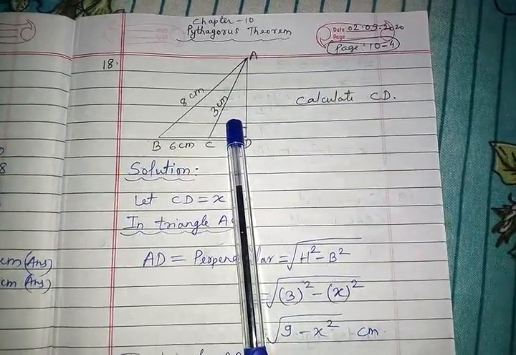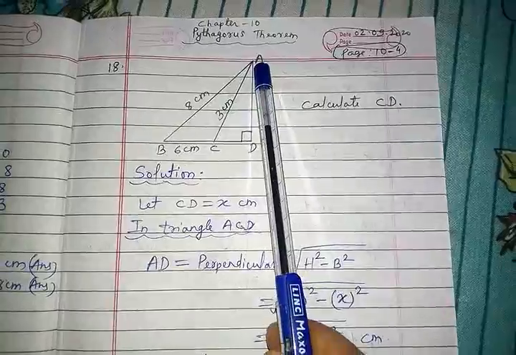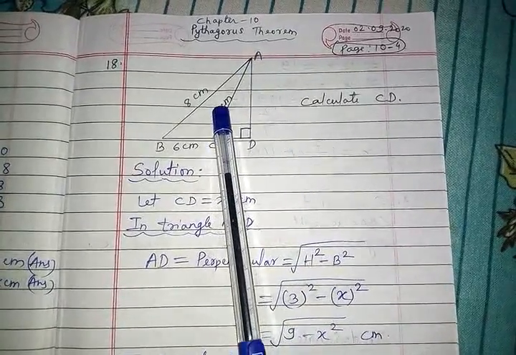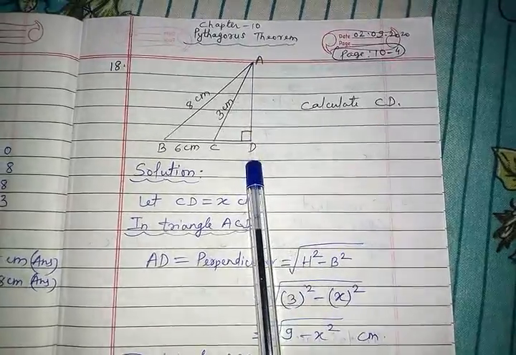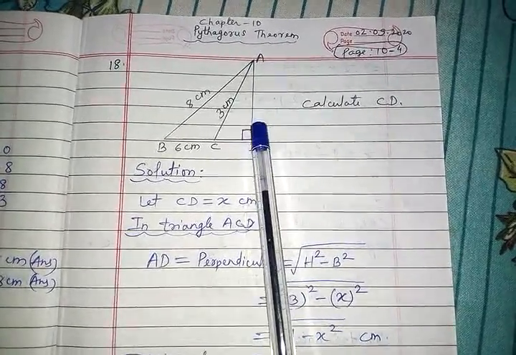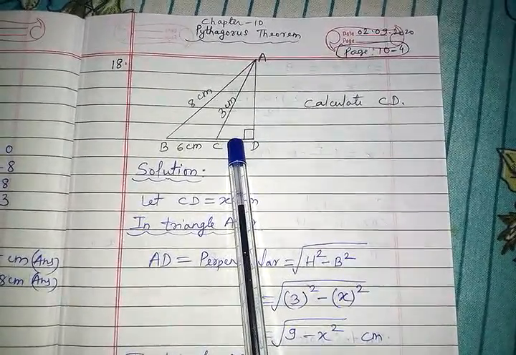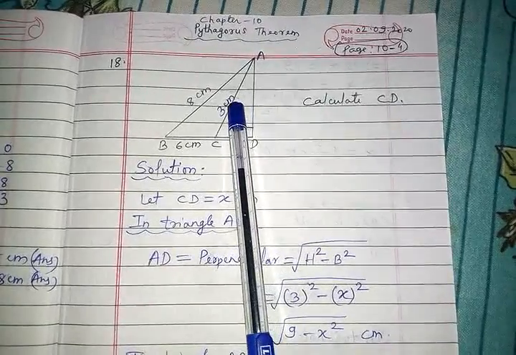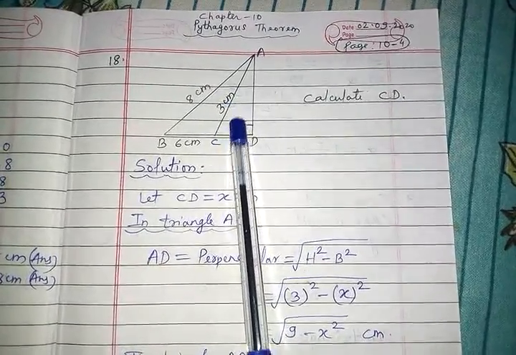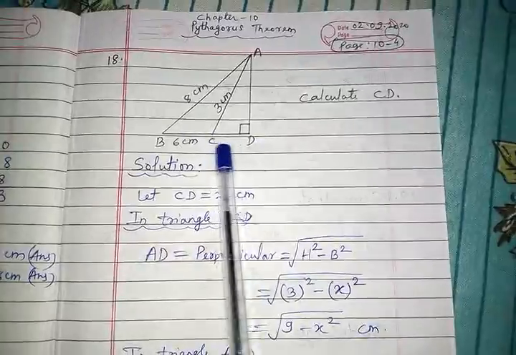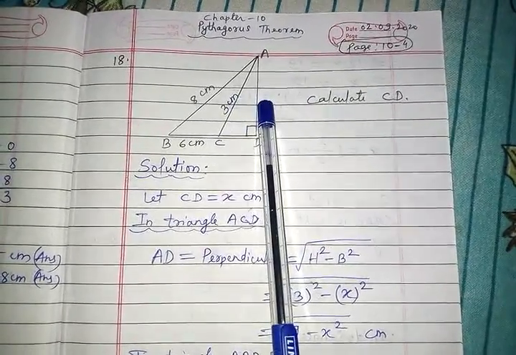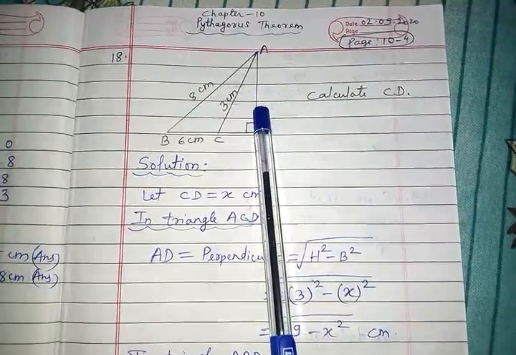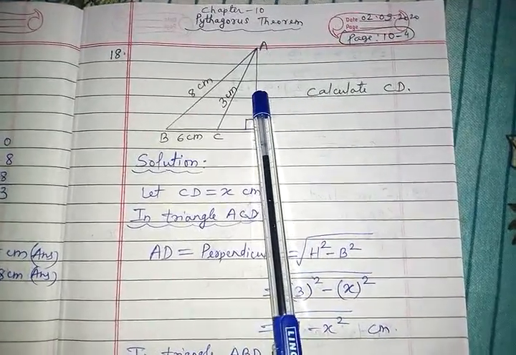smaller triangle, then you can see here that AC is hypotenuse, CD is base and AD is perpendicular. But to find a particular side, we should know the other two sides. But if we take CD as base and this is hypotenuse, then we should also know the value of perpendicular. But here perpendicular is unknown.